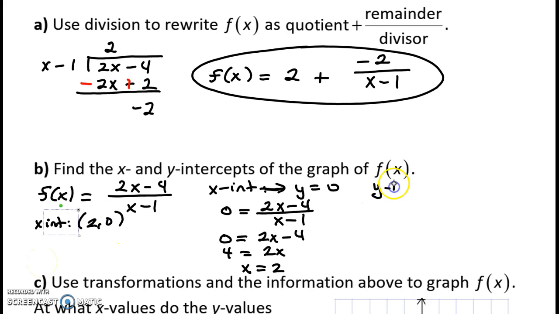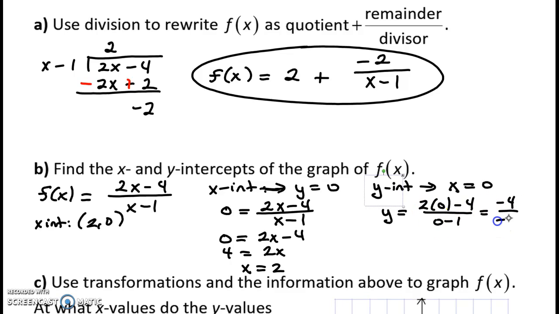Next, we're going to get a y-intercept. And the y-intercept happens when x is equal to 0. So we'll take our equation. I'm going to indicate f(x) with the variable y. So y = (2 times 0 - 4)/(0 - 1). That's going to give us -4 over -1, which is equal to positive 4. So our y-intercept is the point (0, 4).